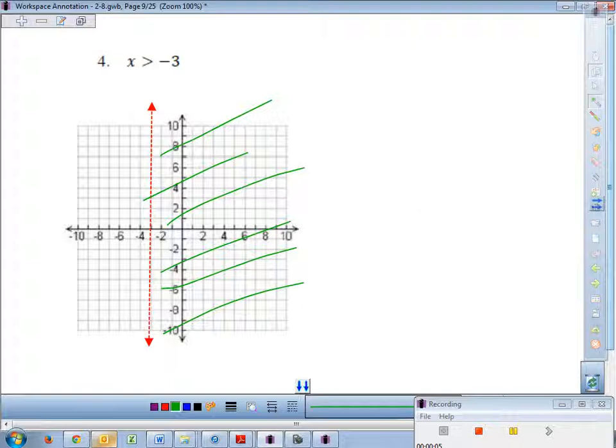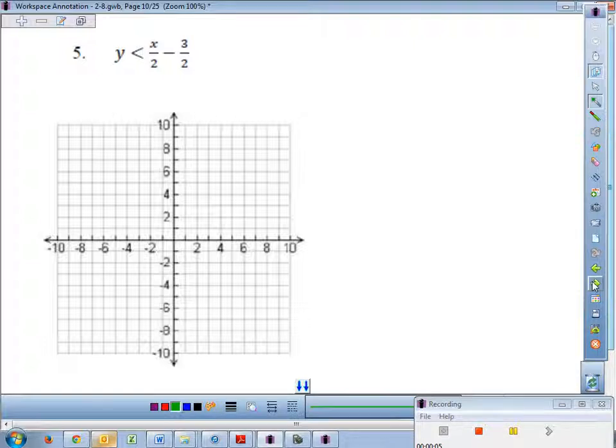2 more. We'll do them together. Is y all by itself on one side of the symbol? Yep. Cool. Slope-intercept form. What's the y-intercept?